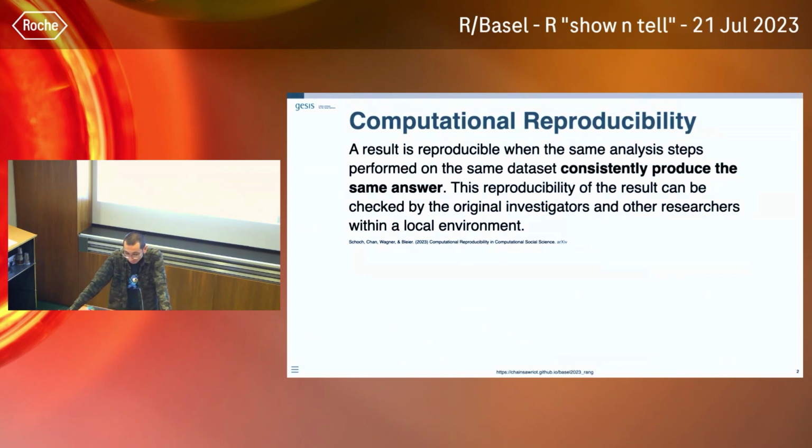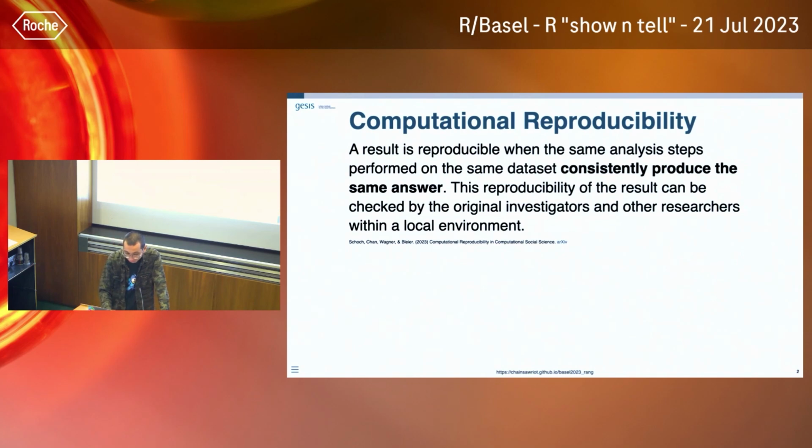So we recently published a paper to define what is computational reproducibility. By the way, you don't need to take pictures. There is a URL down there, and you have plenty of time to look at those slides. We try to define computational reproducibility in 2 sentences: if you apply the same analysis on the same data, and the result is reproducible, you should consistently produce the same answer. And that reproducibility should be able to be checked by myself as well as somebody else in their own computational environment.